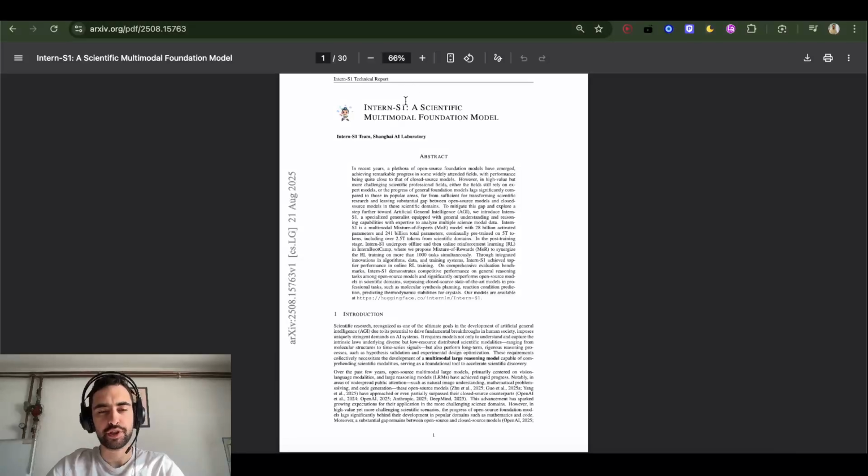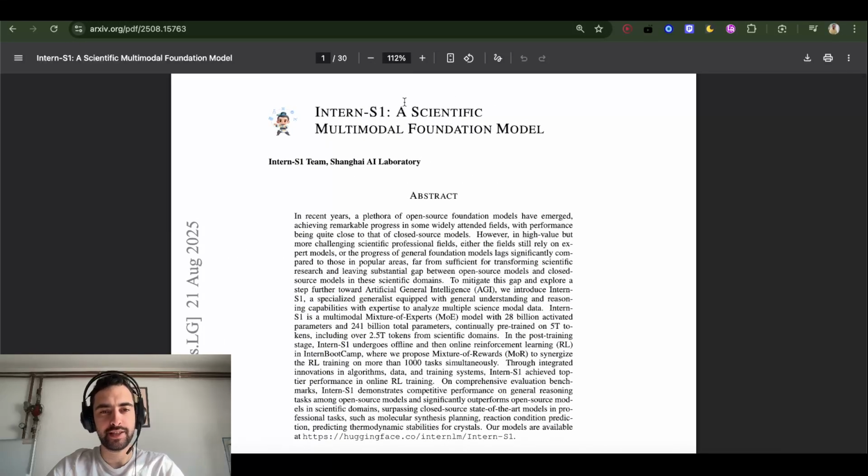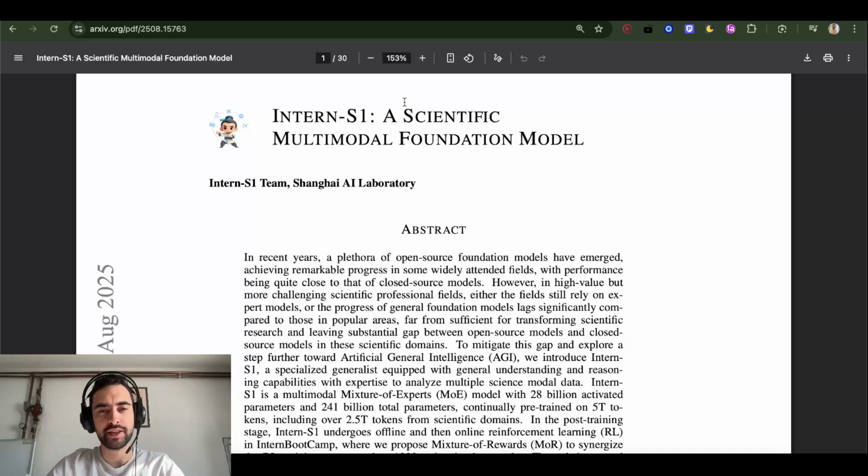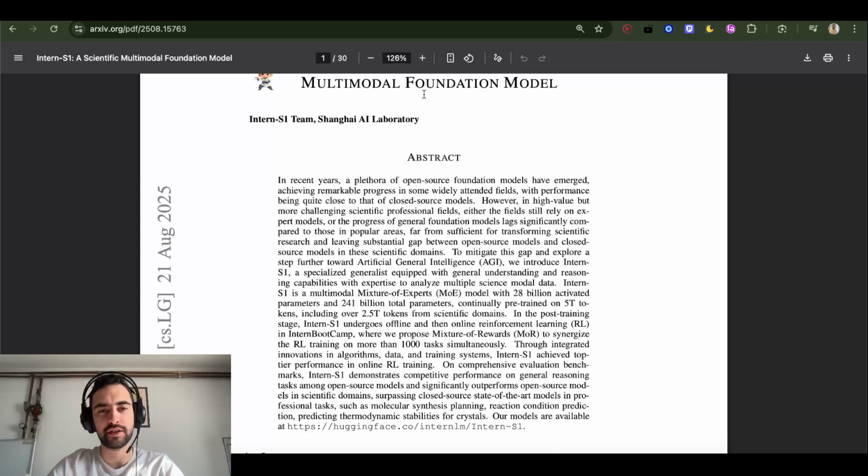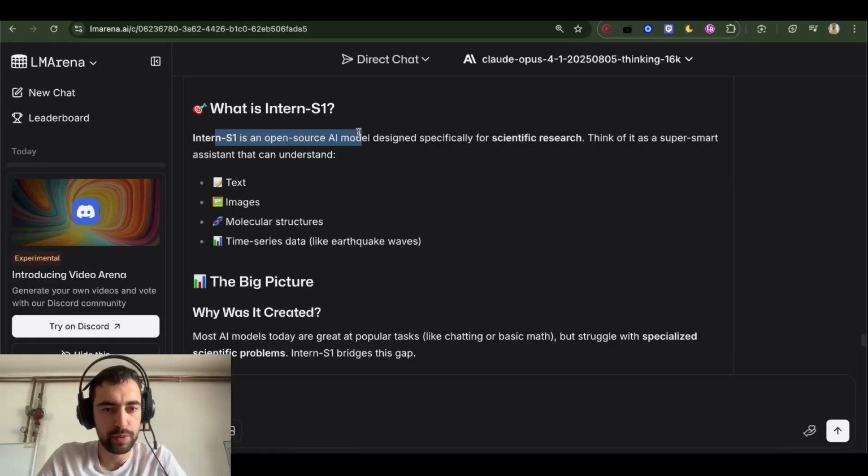New large language model made for science. This is such a good idea. We are going to be adapting models for specific domains. They can be so much better if you adapt them, for example, for science. Intern S1 is an open source AI model designed specifically for scientific research.